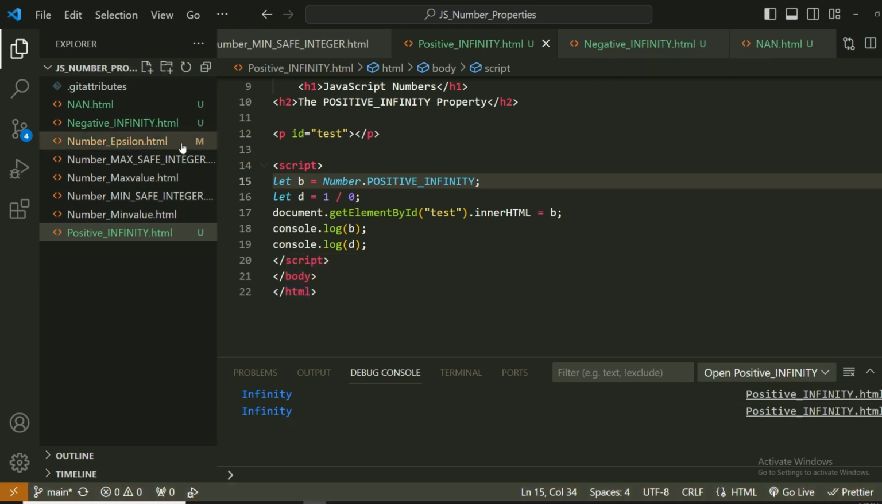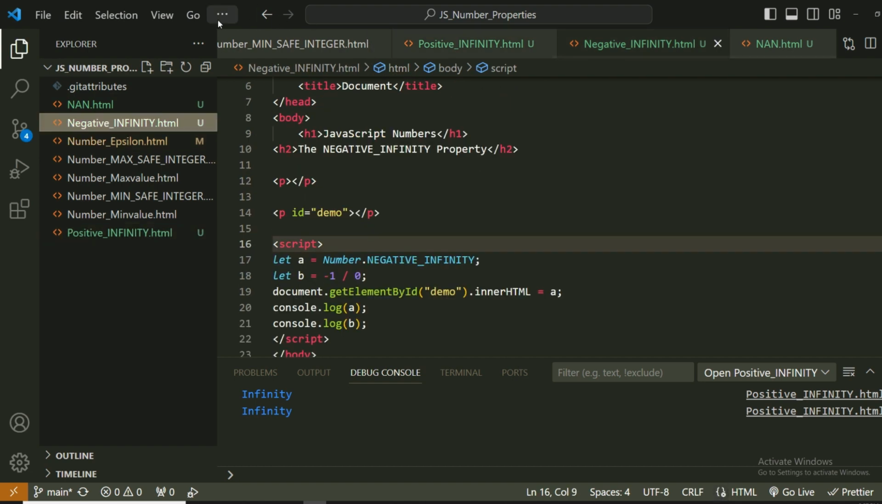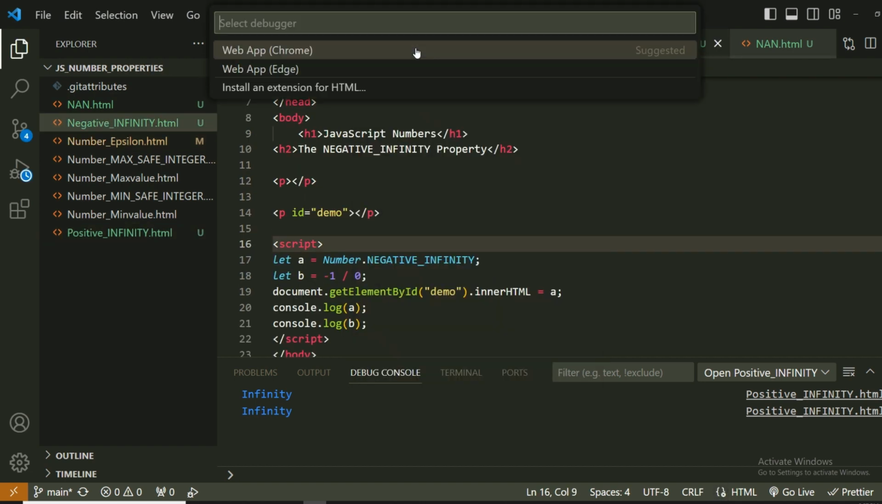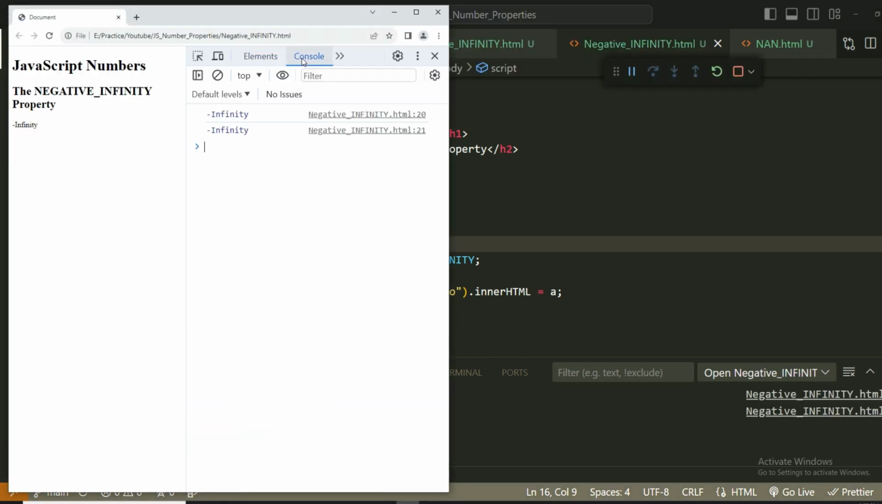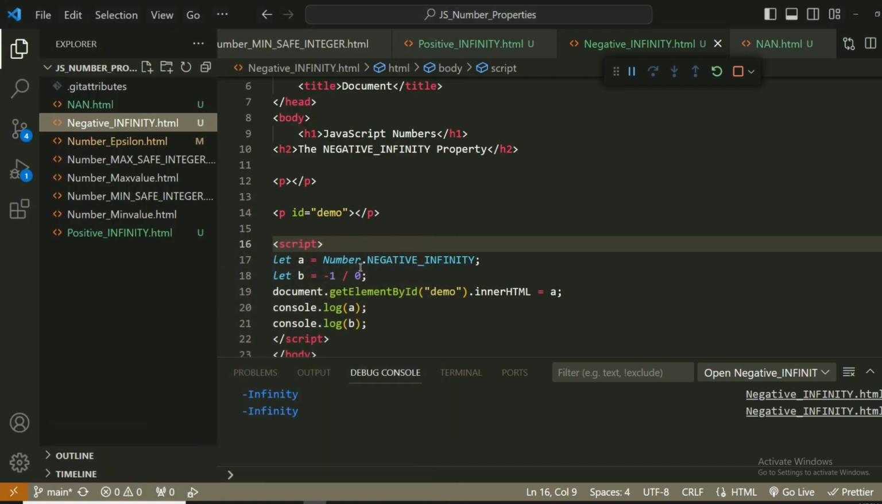Let's move ahead to the next one, that is negative infinity. Now looking at the negative infinity, it's returning us a minus Infinity. How is that? Well, one is Number.NEGATIVE_INFINITY, and the other one is dividing minus 1 by 0. That also gives us negative infinity. So infinity is a value which keeps on continuing.